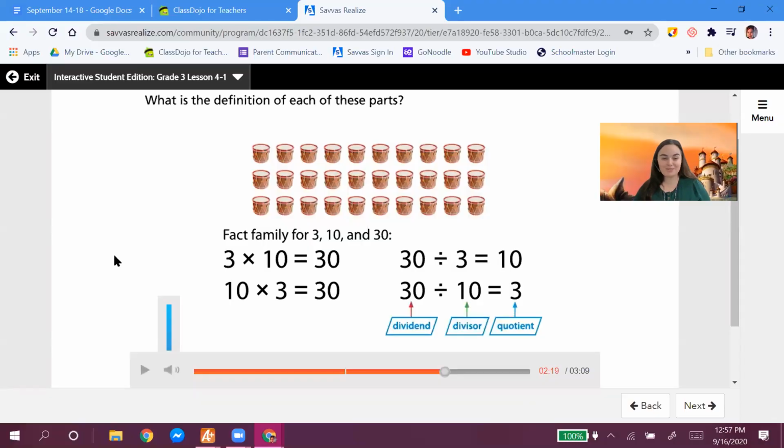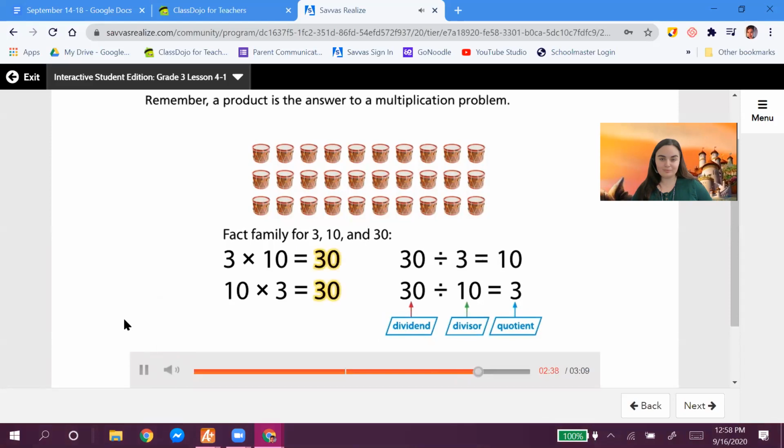All right, friends, so back to our visual learning. Here we go. Remember the dividend, divisor, and quotient that we talked about a moment ago? The dividend is the number of objects being divided. The divisor is the number by which another number is divided. The quotient is the answer to a division problem.